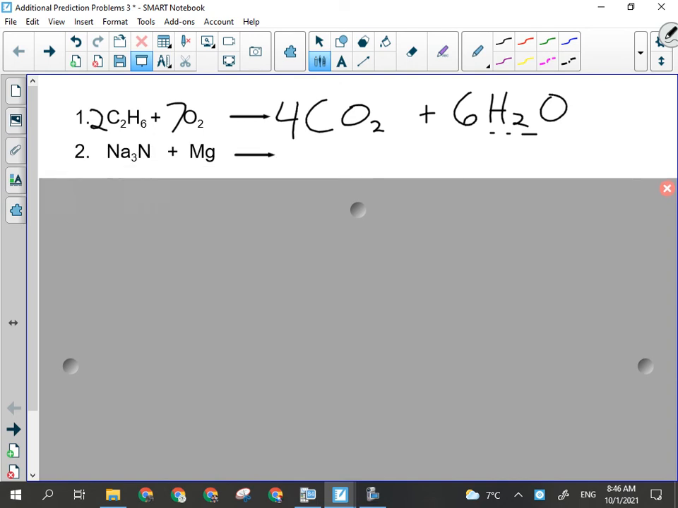Okay, let's try this next one. So on number 2, I have sodium nitride reacting with magnesium. What kind of reaction starts with an ionic compound and an element? Single replacement. Okay, in a single replacement reaction, I have to swap the things that are alike. So my single element is a metal, which means it's going to swap out with the metal in the ionic compound, which will leave sodium by itself and magnesium with nitrogen.